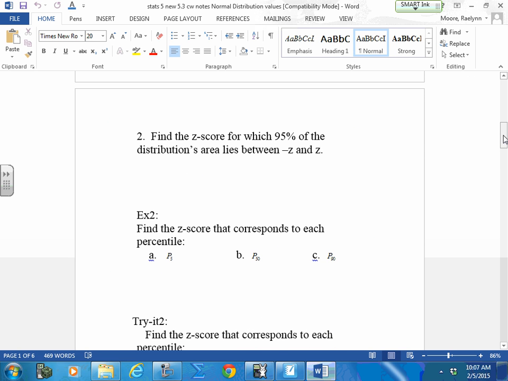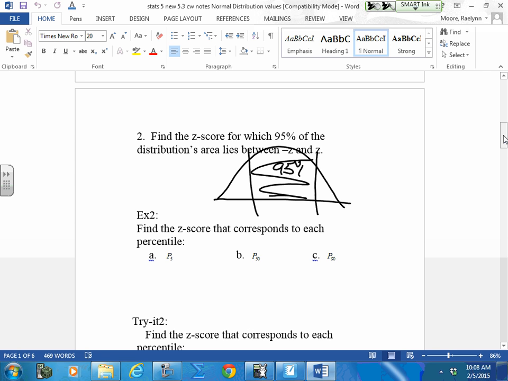A little twist to this. We're going to find a z-score that has 95% of the area under the curve between two z-scores. Now, when we do this, the z-scores have to be the positive and negative of each other. It can't be two different z-scores or we won't be able to find it. Just find the positive and negative. 95% has to stay here.